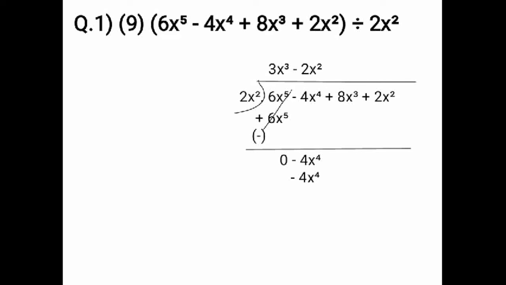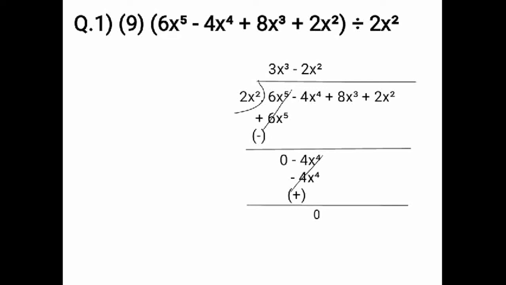Now you have to take opposite sign plus if minus sign is there. Okay. Plus into minus is minus. 4x raised to 4 minus 4x raised to 4. You are getting the answer 0. Before that cancel it. And then write 0.